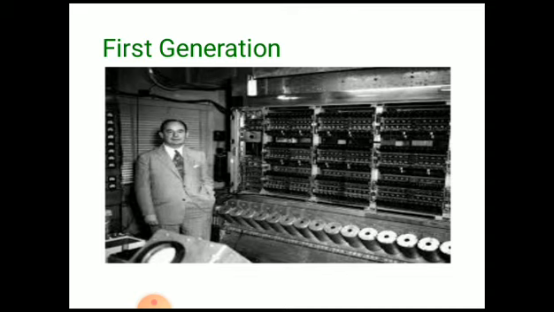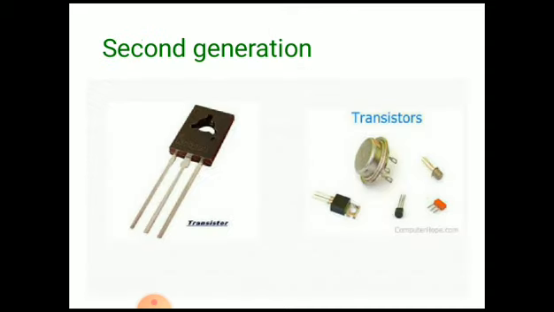Now we can see the second generation. This is the transistor you are seeing in the image. The second generation computers were made of transistors. A transistor is a small sized reliable component made of semiconductor materials. It produces little heat compared to the vacuum tube. It was invented in 1946.